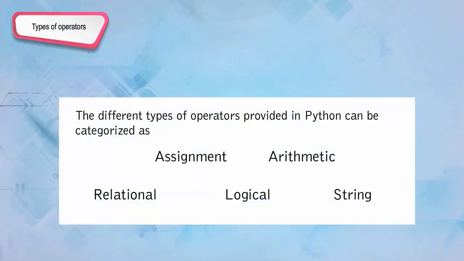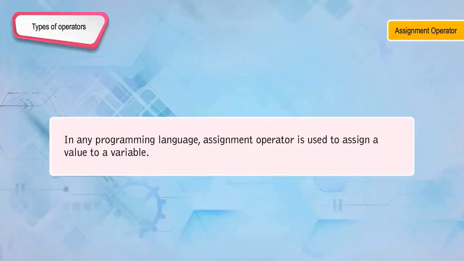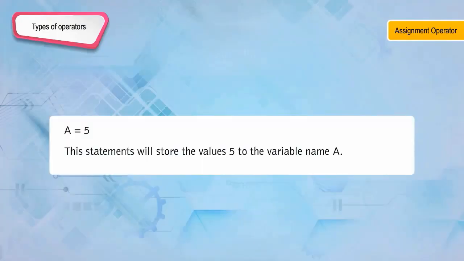Types of operators. The different types of operators provided in Python can be categorized as assignment, arithmetic, relational, logical, and string. Assignment operator. In any programming language, the assignment operator is used to assign a value to a variable. For example, a = 5. This statement will store the value 5 to the variable name a.